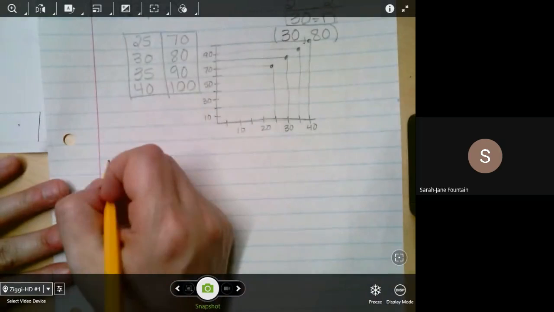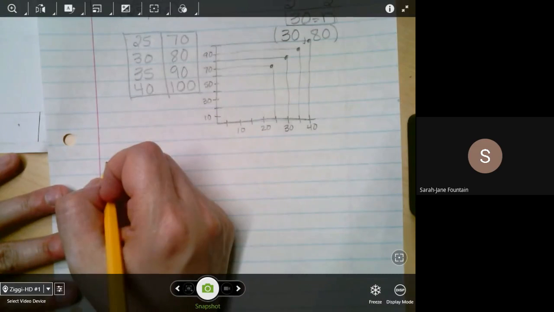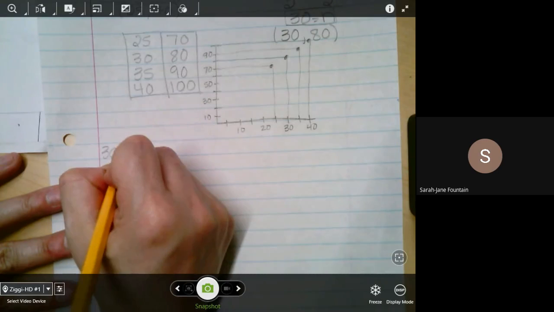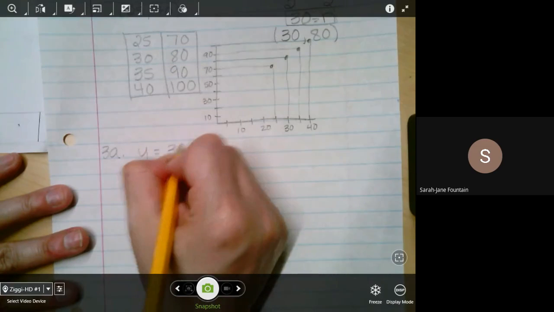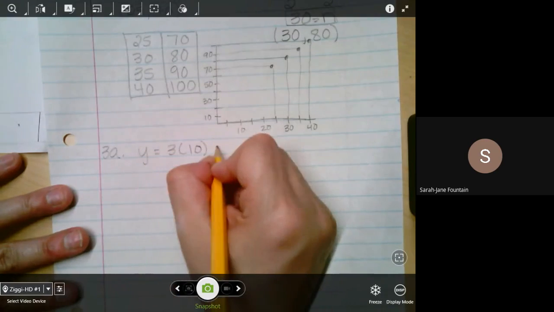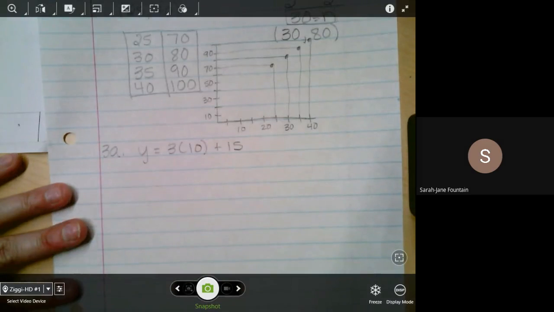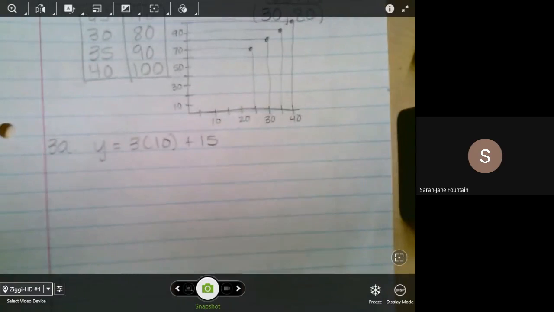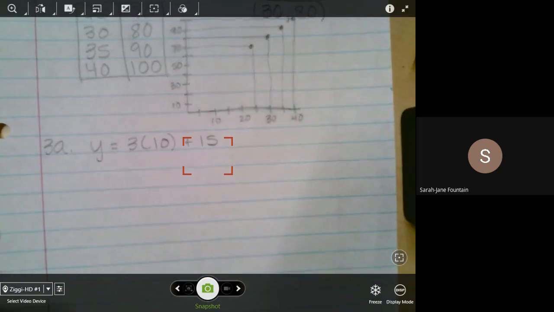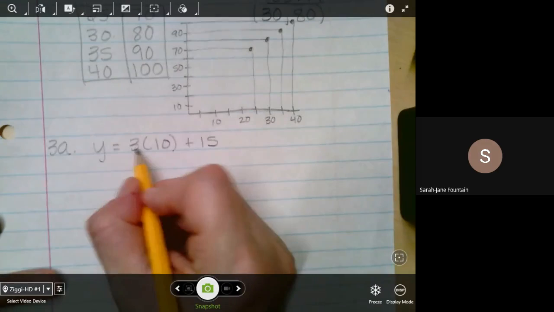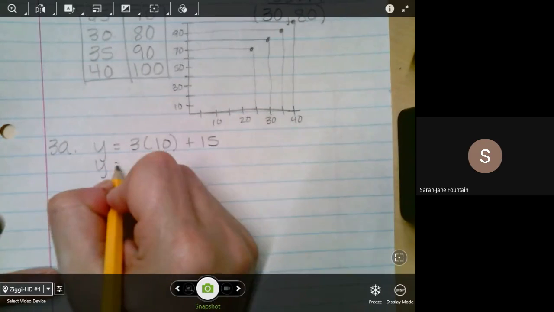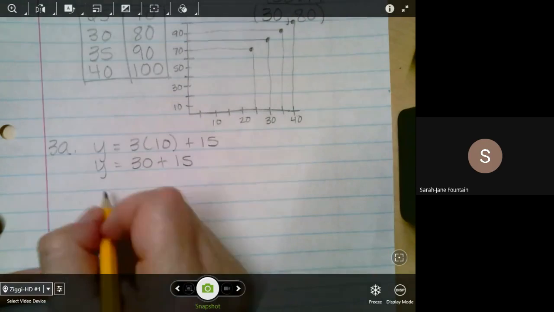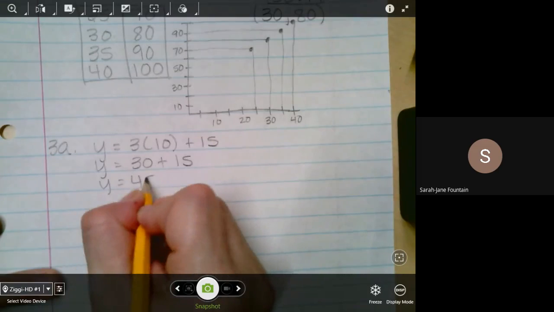Number 3, all it says is find the solution, the value of the variable for each equation. So 3a is y equals 3 times (10 plus 15). Well, the first thing I'm going to do is what's in the parentheses, because that's what my order of operations taught me. Order of operations taught me parentheses first. So 10 plus 15 is 25, and 3 times 25 is 75. Y is equal to 45.